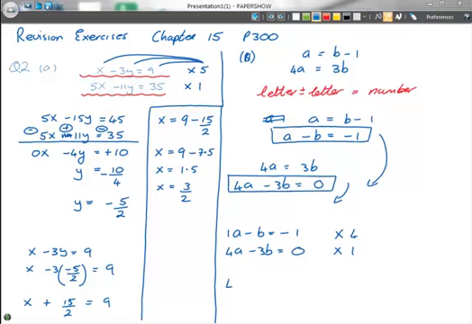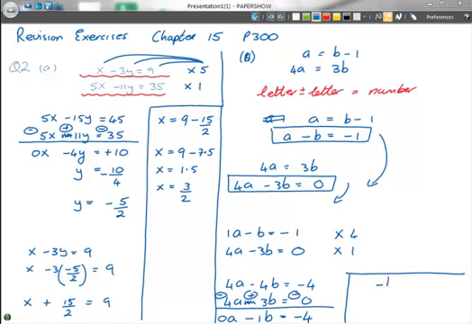So I'll be left with 4a minus 4b is equal to minus 4. Bottom line, 4a minus 3b is equal to 0. Change all the signs, so minus, plus, minus or plus, makes no difference. Tidy it up. 0a minus 1b is equal to minus 4. So just finish this here. So that means minus b is equal to minus 4. So b is equal to 4.